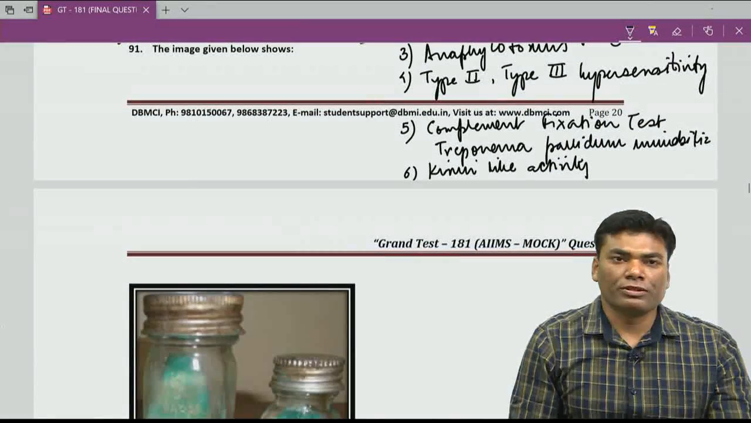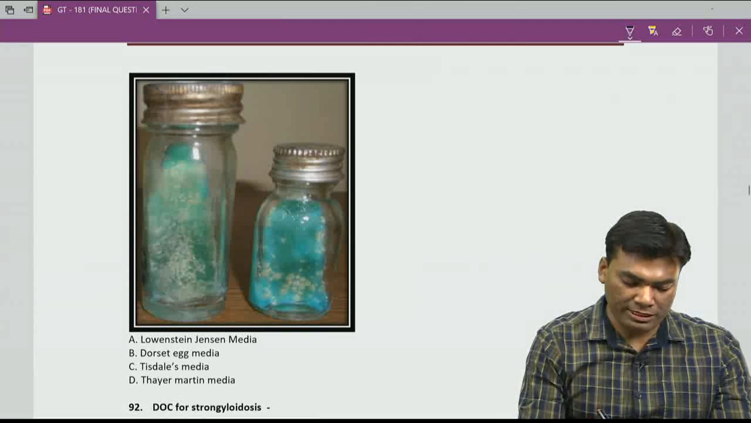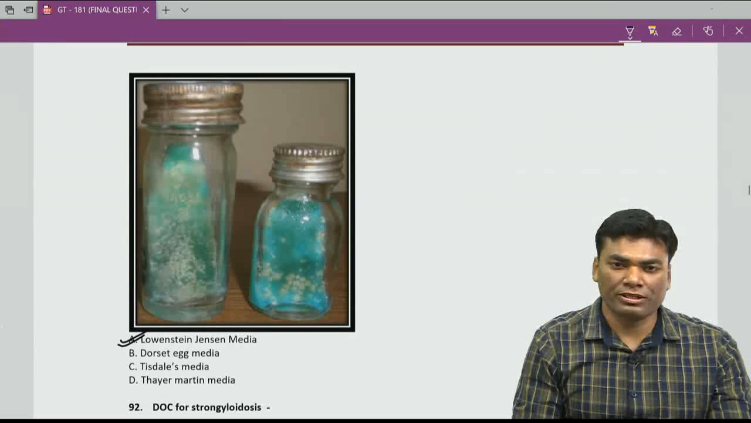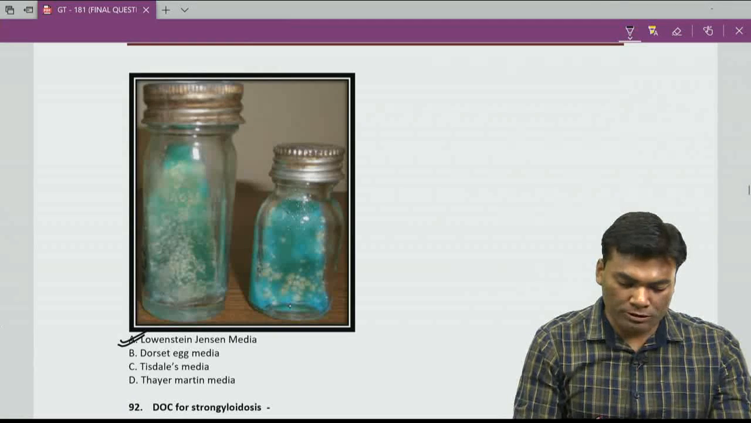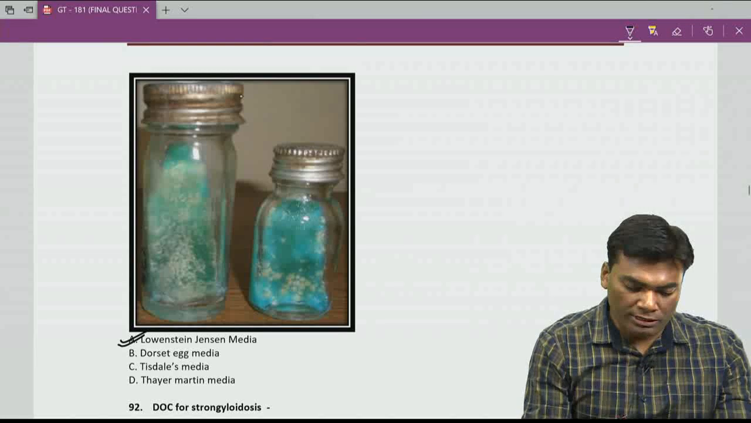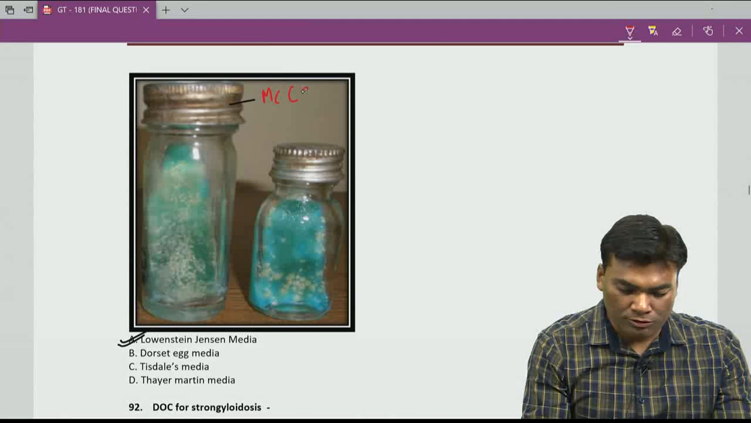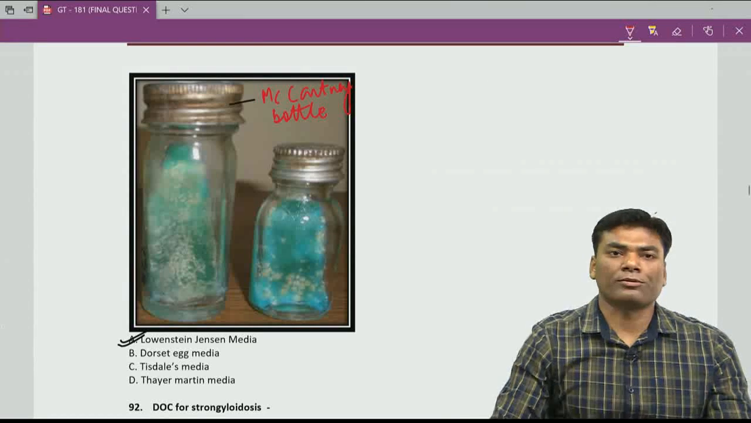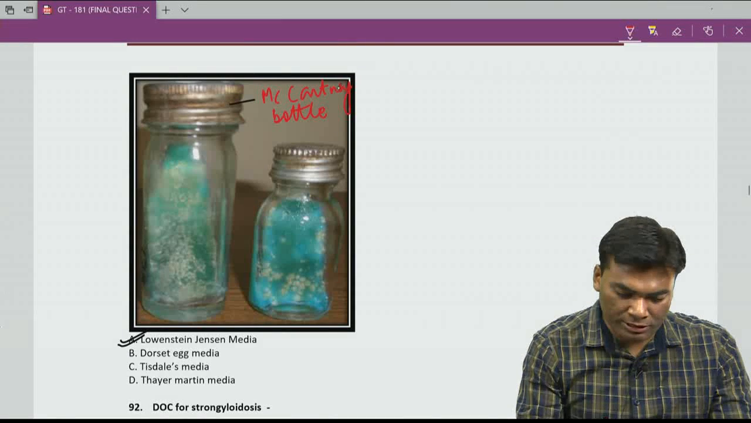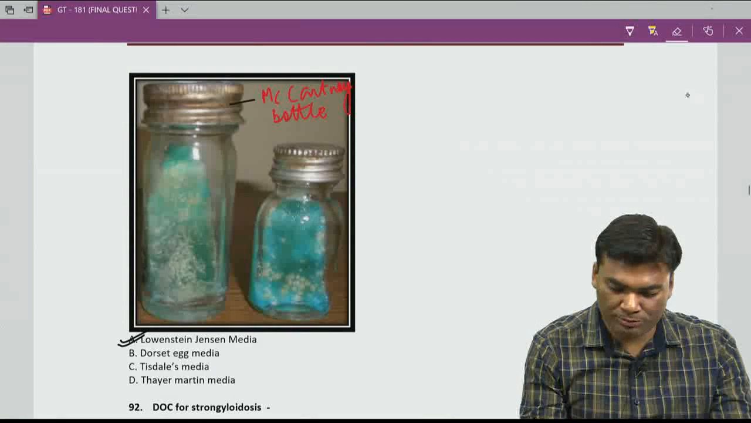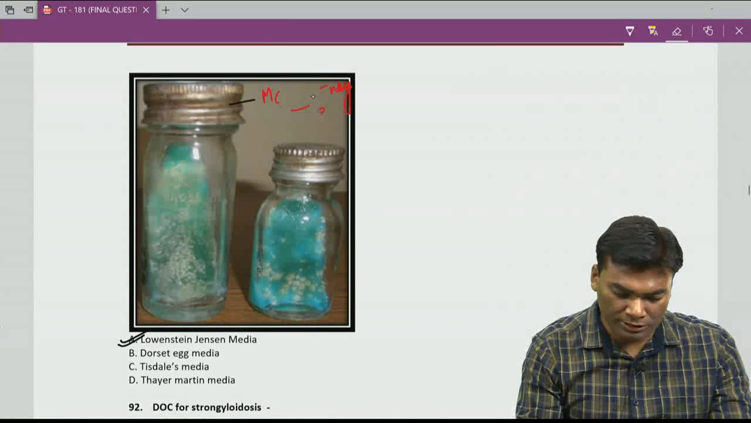Next question, the image given below shows. Now you can see that this is a Lowenstein-Jensen medium. This is a very, very standard, simple and easy question. So this bottle is known as the McCartney bottle, and this is one media which is always kept in a bottle. Now the question is, why is it so that other media are poured in a petri dish, but this media is not in a petri dish, and this media is in a bottle?